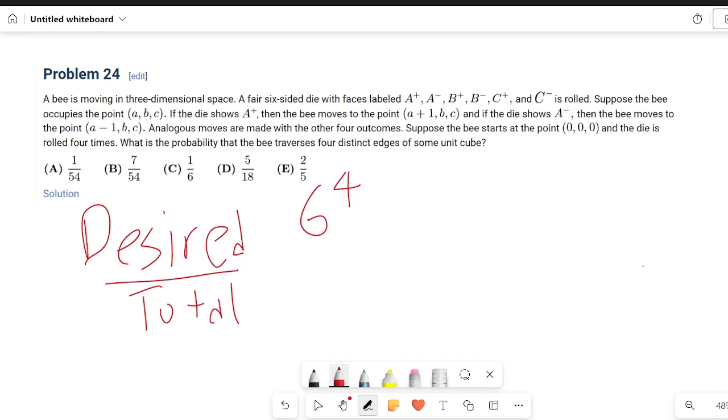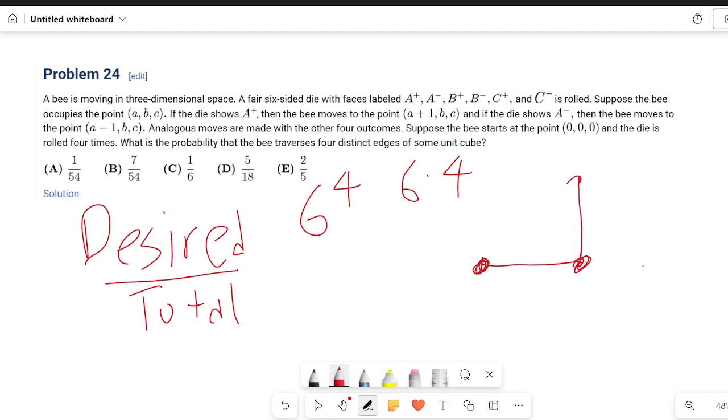So let's start off with the bee starting at 0, 0, 0. So the bee can actually go in any direction here because they are just forming the cube to start. So we have 6 combinations. So now let's say the bee goes in this direction, and now the bee is here. So in order to form the cube, it can't go straight again, because that won't be unit, that'll be too long. And it can't go back, because then it won't travel 4 distinct edges. So it has four desired combinations for the next one.